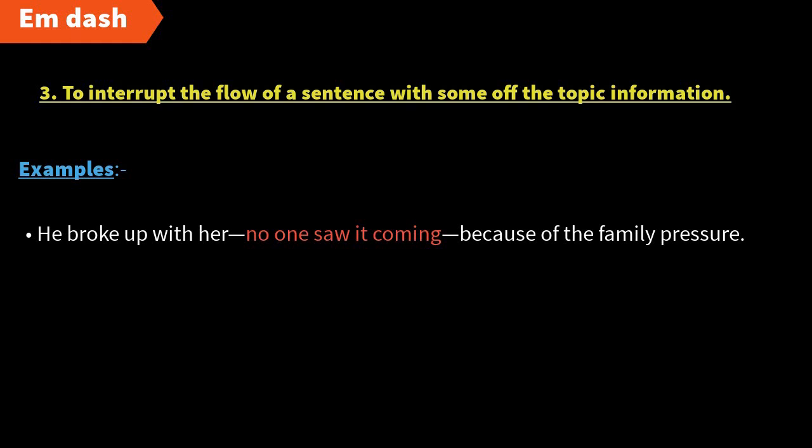He broke up with her — no one saw it coming — because of the family pressure. Now, guys, "no one saw it coming" is a complete sentence that's breaking the flow of the sentence. He broke up with her, no one saw it coming, because of the family pressure. It clearly breaks the flow, right? And it's not very professional, right? So I don't encourage you guys to use a dash this way, but you can use it sometimes once in a while, that's fine. Let me give you one more example.